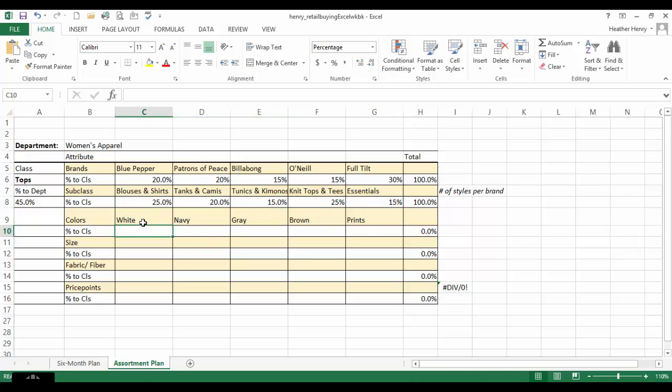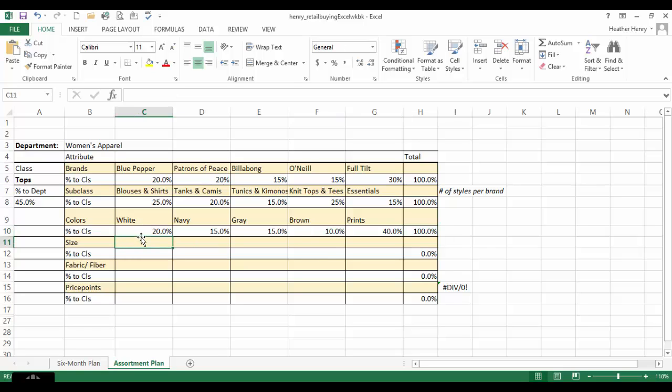So next, looking at the colors, the white was about 20% of the inventory. The navy accounted for about 15% of the total inventory. The gray was also about 15%. I would say the brown was about 10%. Looking at the retail sales floor, the prints made up about 40% of the total inventory within the different print colorways on the floor. So the prints were still very popular this year.